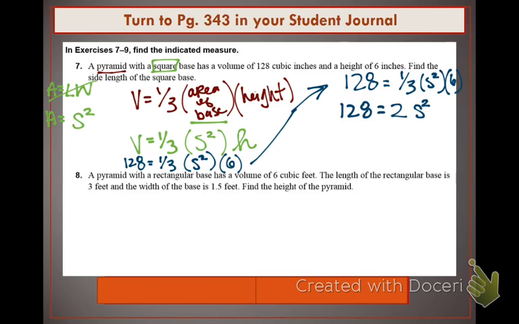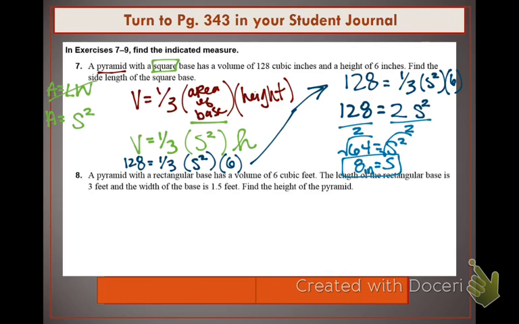You need to get S squared by itself. It's being multiplied by 2, so the opposite is dividing by 2. So that's what S squared equals. S represents the sides. So did we find the individual side? We did not. We found what the side squared is. So what do we do to find the side? Take the square root. So the side equals 8. And it is what, inches?